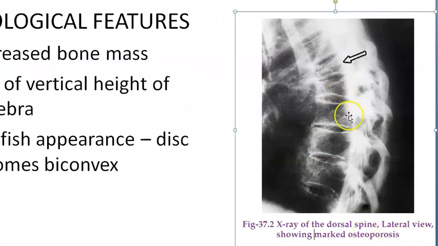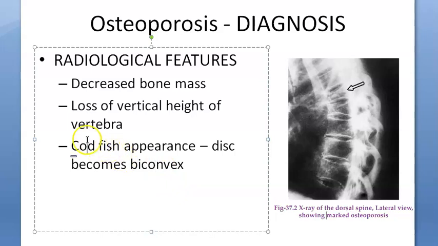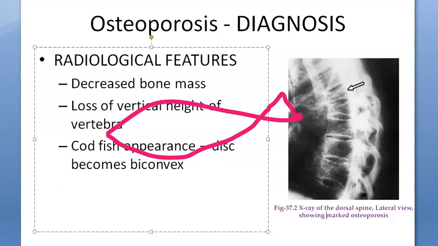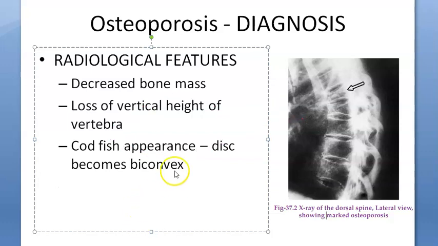Look at this. Lateral view you are seeing. What are they pointing and showing here? The vertebra, osteoporosis, X-ray of dorsal spine, and this is the disc, which you are actually not able to see. That is the disc. So biconvex it has become. Actually, that part of it we can easily see here, isn't it? Biconvex. Correct. Is that what they mean? Codfish appearance. Oh, that's like a fish. Like, you know how we draw a fish like this. Biconvex, right?